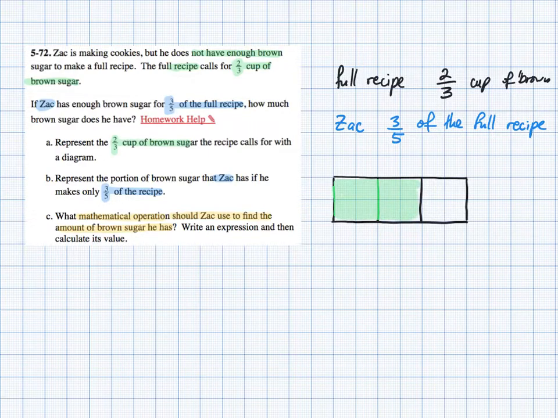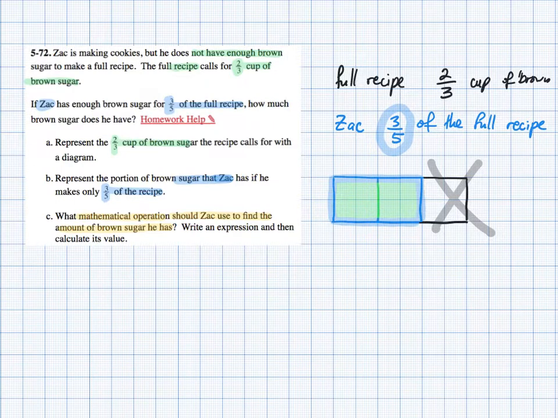Now represent the portion for Zach if he only makes 3/5 of the recipe. Right now I have to ignore this piece, because the brown sugar is not a whole, so I'm going to ignore that piece. However, I have to draw 3/5 of the recipe, looking at this piece. That means we need to divide it into 5 pieces. So I want to redraw my picture so I can have 5 equal pieces.